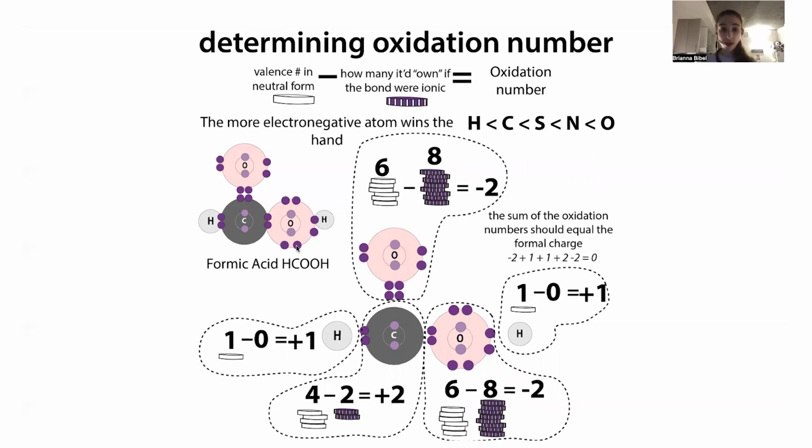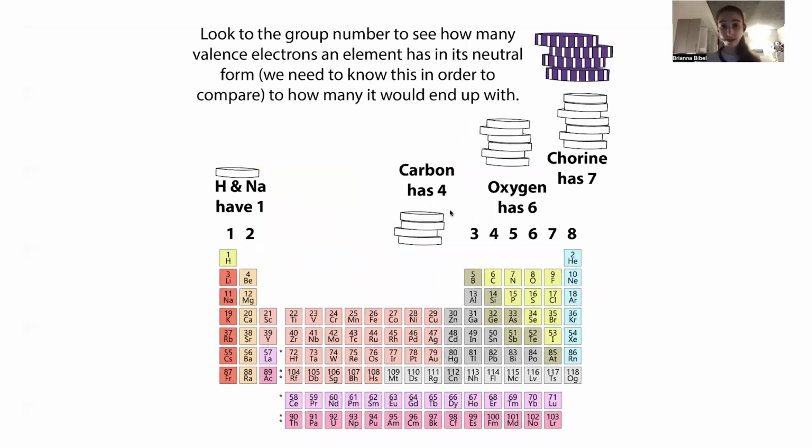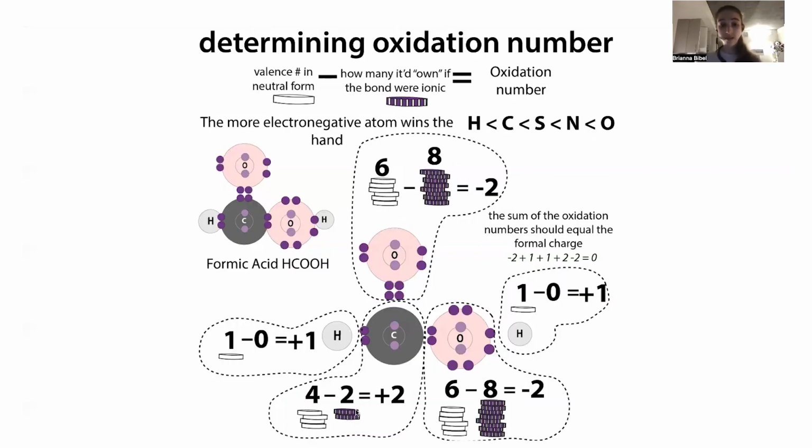So in this example of formic acid, we can look at each of these individually. If we think about a bond of a carbon to a hydrogen, if these were to split, who would keep it? The carbon would get to keep it because the hydrogen is less electronegative and is not very good at holding on to that electron. So remember we said that carbon started with 4, and if it ends up with 2 from this reaction, it's going to have a +2.